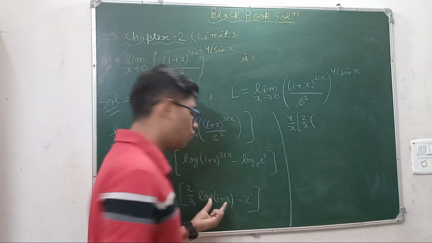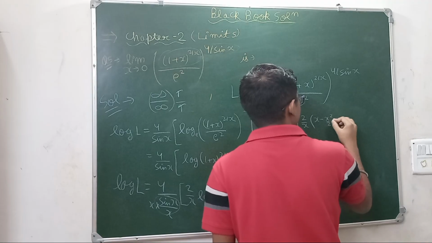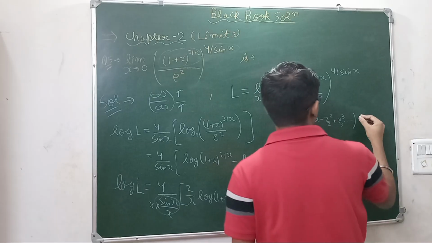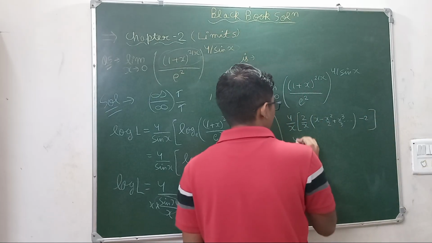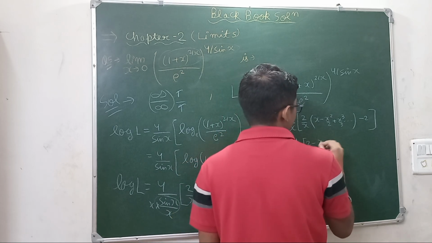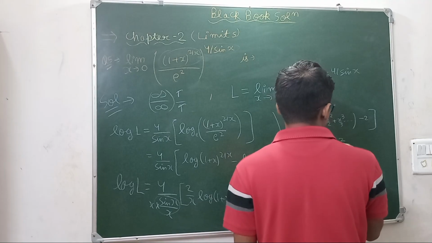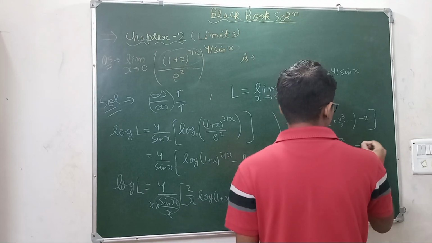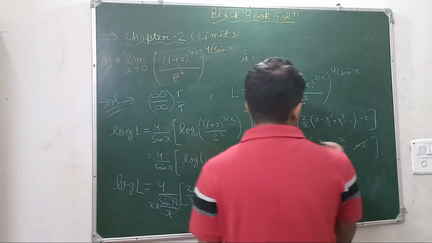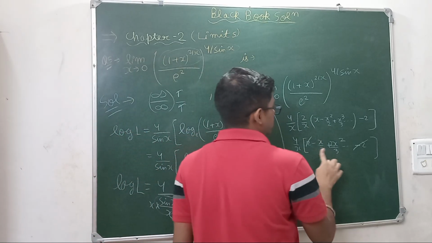Now the Taylor expansion of log (1 plus x). If you don't remember, it is x minus x square by 2 plus x cube by 3 and so on, and minus 2. Now 4 by x, and if you take it inside, so 2 minus x by 2 plus x square, 2x square by 3 and so on, and minus 2 is also here at the last, so minus 2 and plus 2 cancel. Now if you see here, 2 and 2 cancel, I'm sorry, this is a mistake.